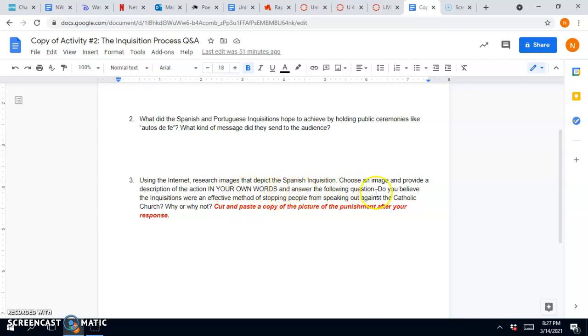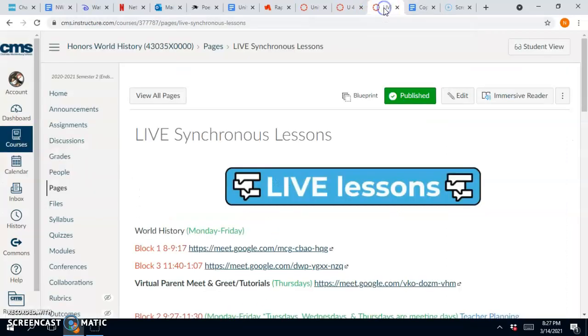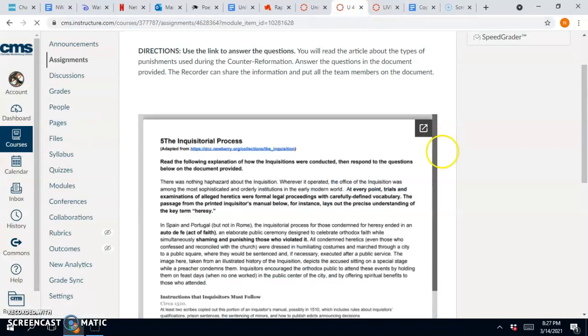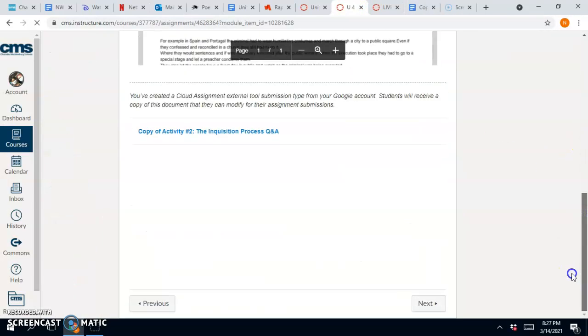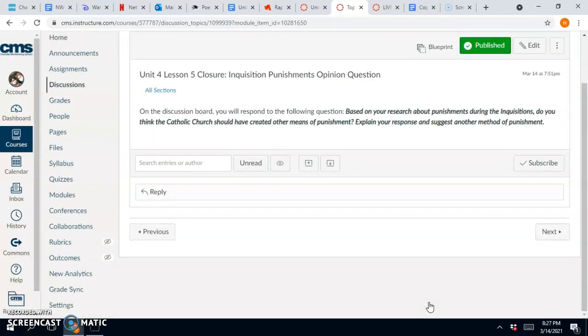And then when you do that, answer this question: do you believe the Inquisitions were effective in stopping people from speaking out against the Catholic Church? So you're going to cut and paste a copy of the picture and then respond. Oh, well, it said after you respond. So respond and then put your picture here. And then come back. Do this.